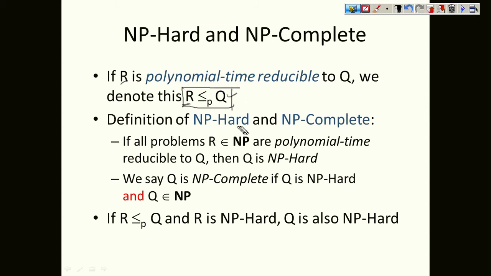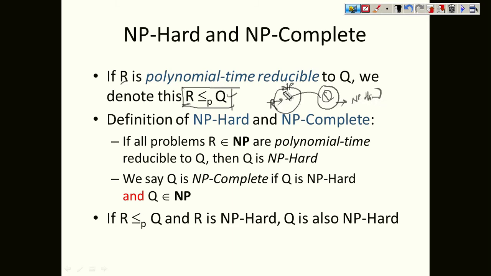The definition of NP hard and NP complete is this. If all the problems in NP are polynomial time reducible to Q, then Q is NP hard. So if we consider a set of problems, let's say this is the NP set, and we call all these problems R. If all the problems that belong to NP are polynomial time reducible to Q, then Q is NP hard. So if we are able to represent all these problems by one problem Q, then this Q is said to be NP hard.